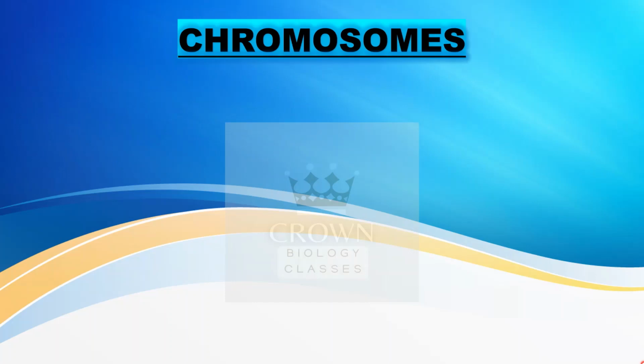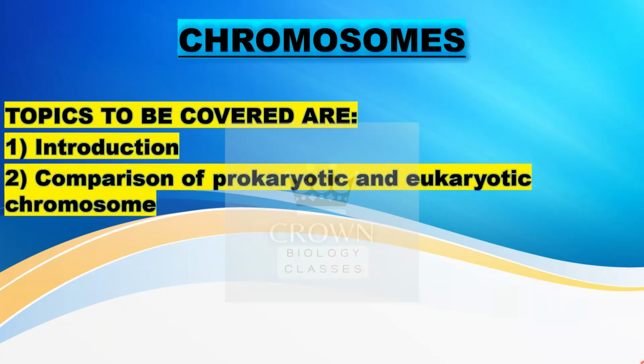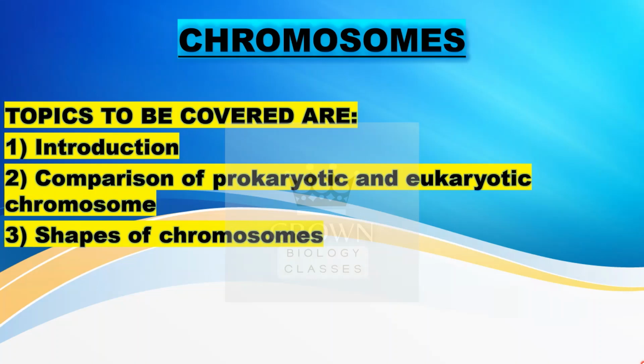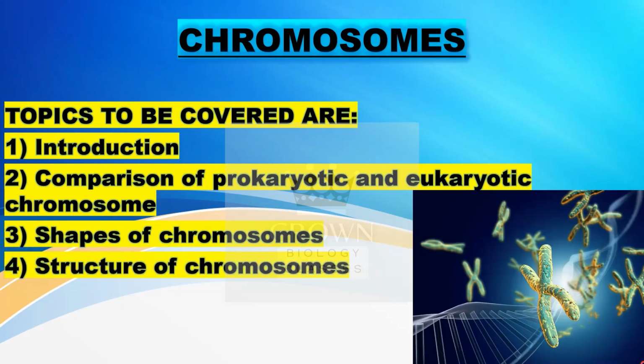This is Rohit here and I will be discussing the most important topic of genetics today, that is the chromosomes. So under this topic I will be covering the main topics which are as follows. First one is introduction, second one is comparison of prokaryotic and eukaryotic chromosome, third one is shapes of chromosomes, and the fourth one is structure of chromosomes.